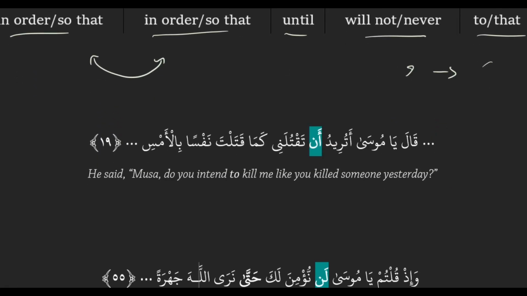قال يا موسى أتريد أن تقتلني. So we have an, which is a trimming word, and then تقتلني. What's the ending of the action here? Well, ni is an attached pronoun, so the lam is the last letter, and what haraka do we see here? Which tells us it used to be a u. So it used to be taqtulu, becomes taqtula.